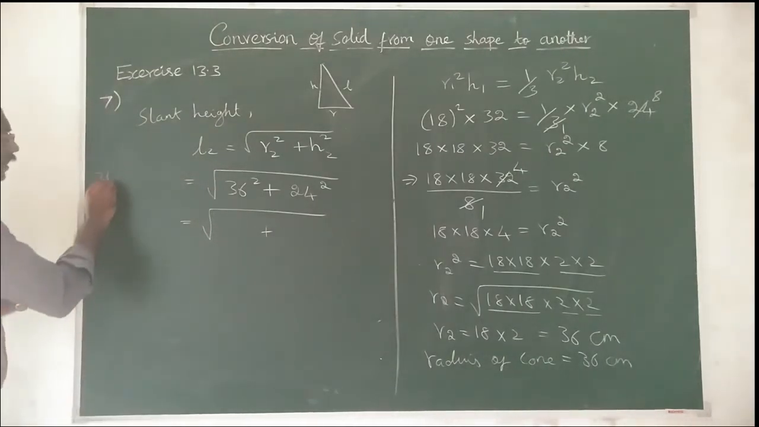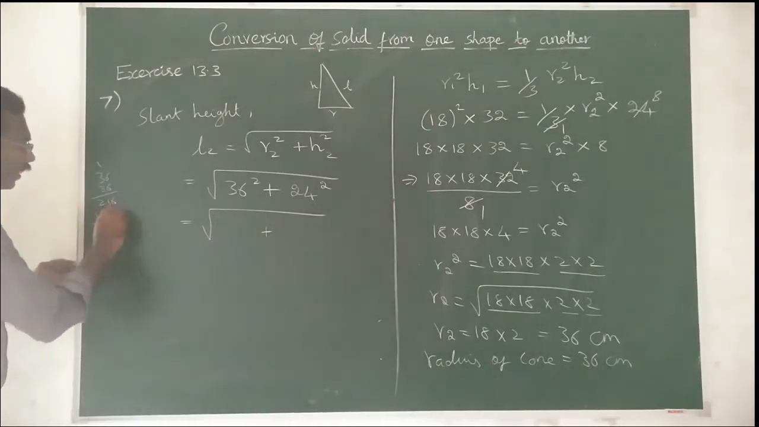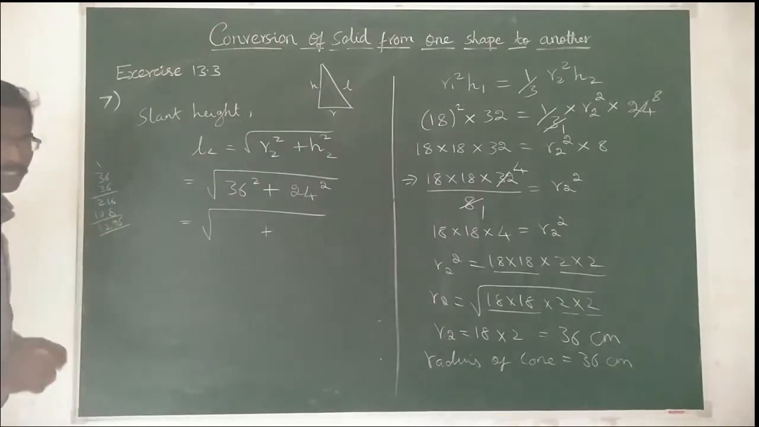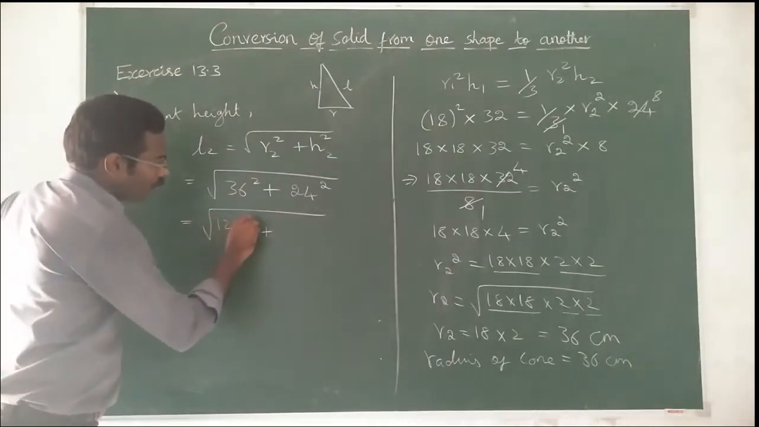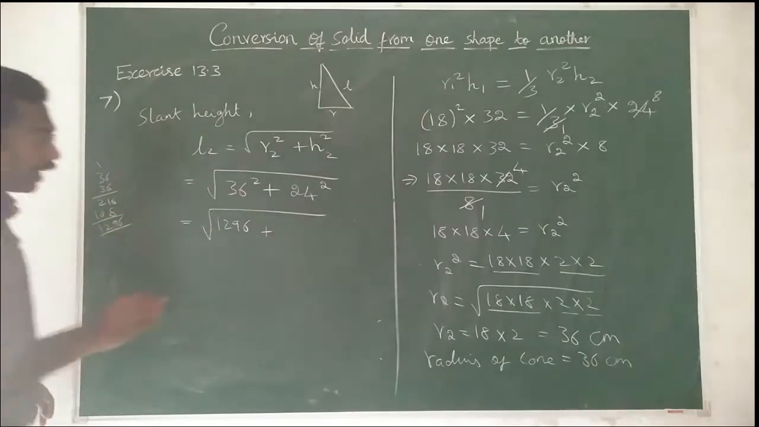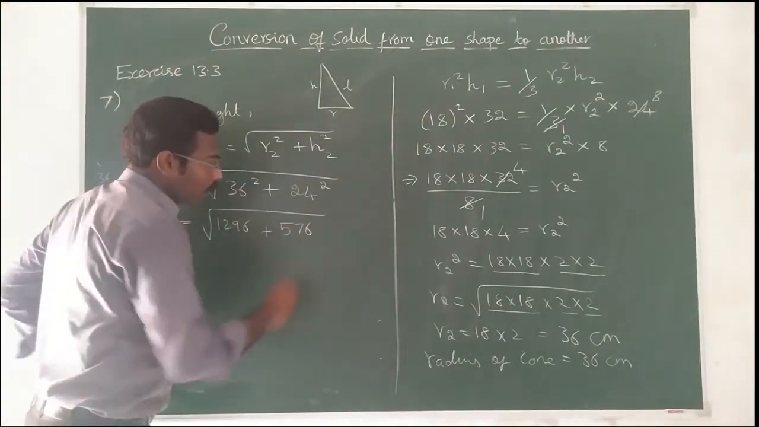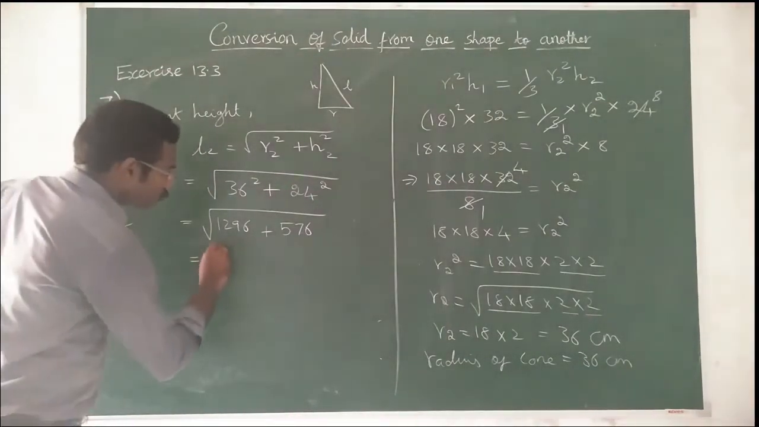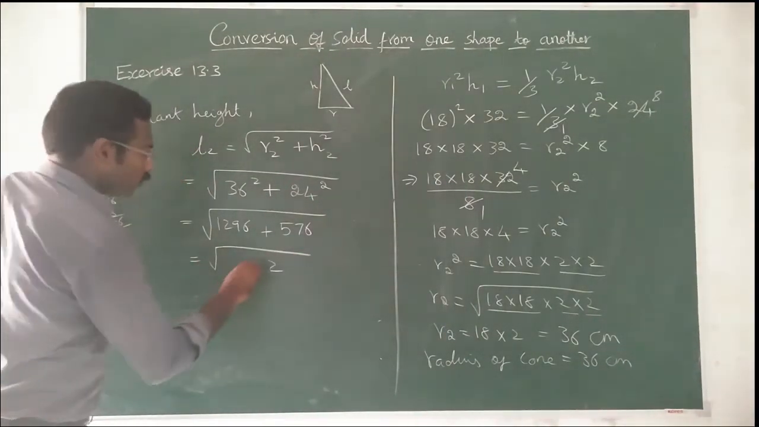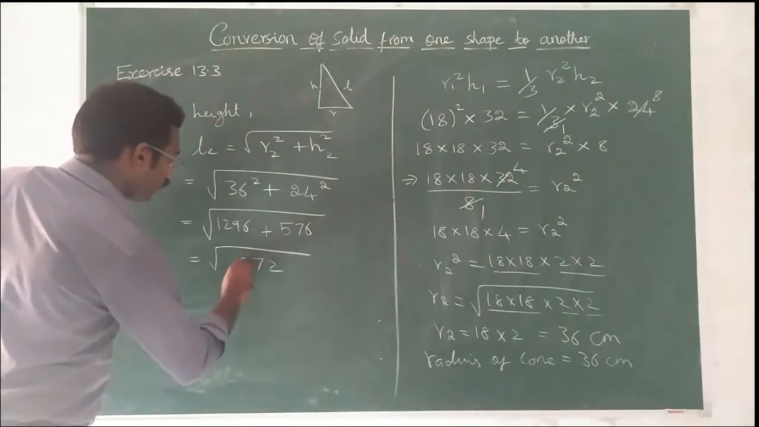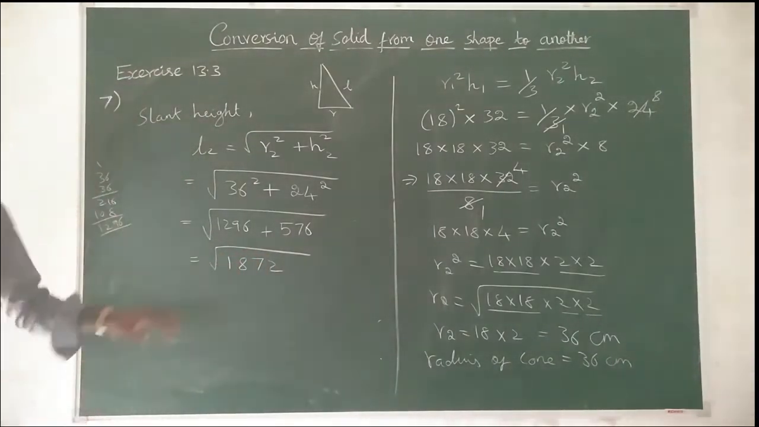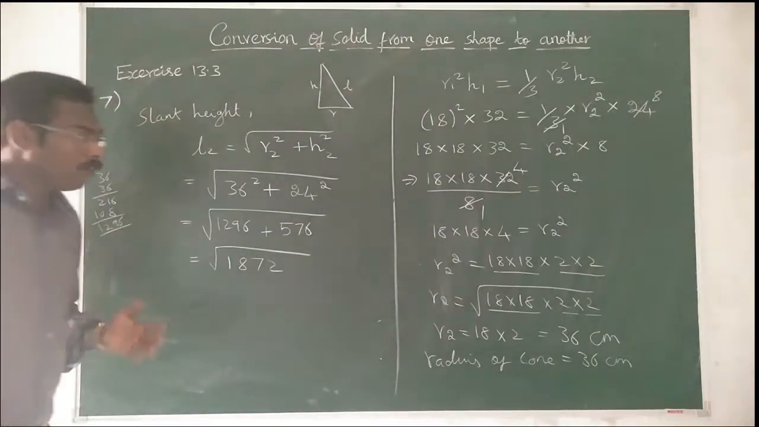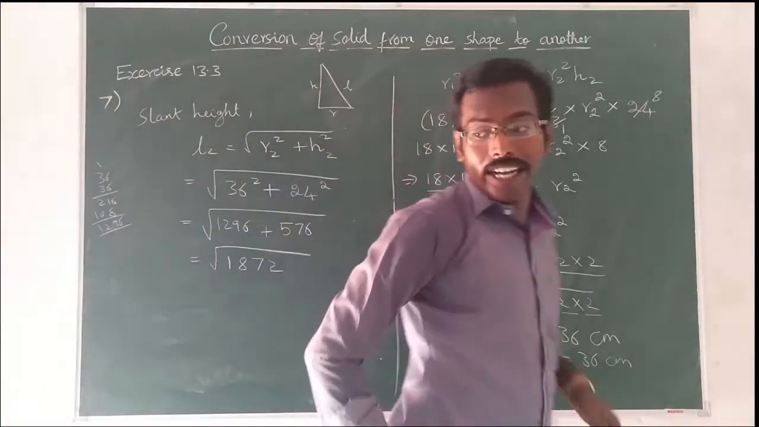36 square: 6 6s are 36, 6 3s are 18, 108, so 1296. 36 square is 1296 and 24 square is 576. I know the answer, so I am writing it directly. Now if you add this, what will come? 1872. Root of 1872. So how will you find the root of 1872?